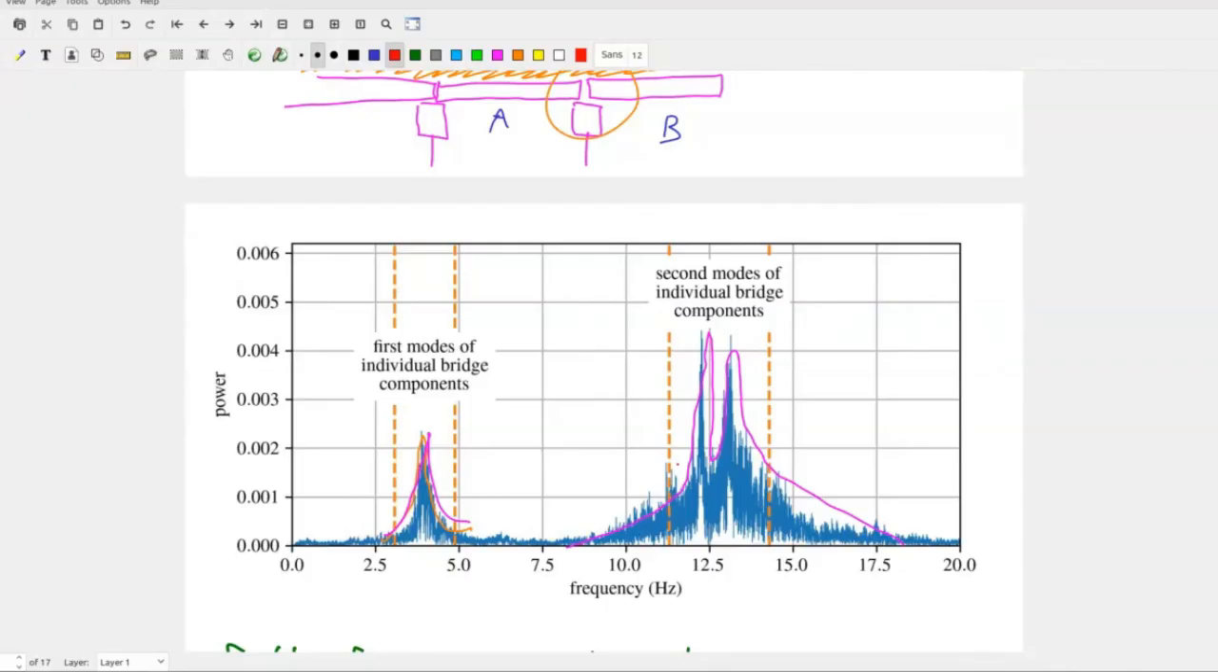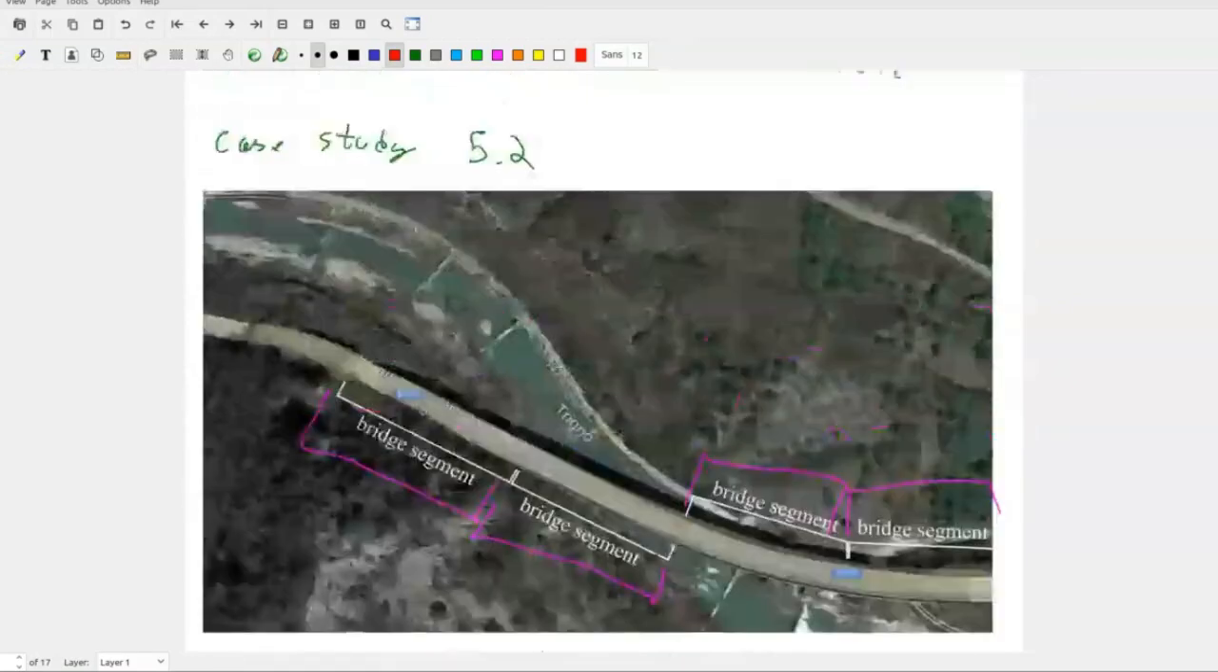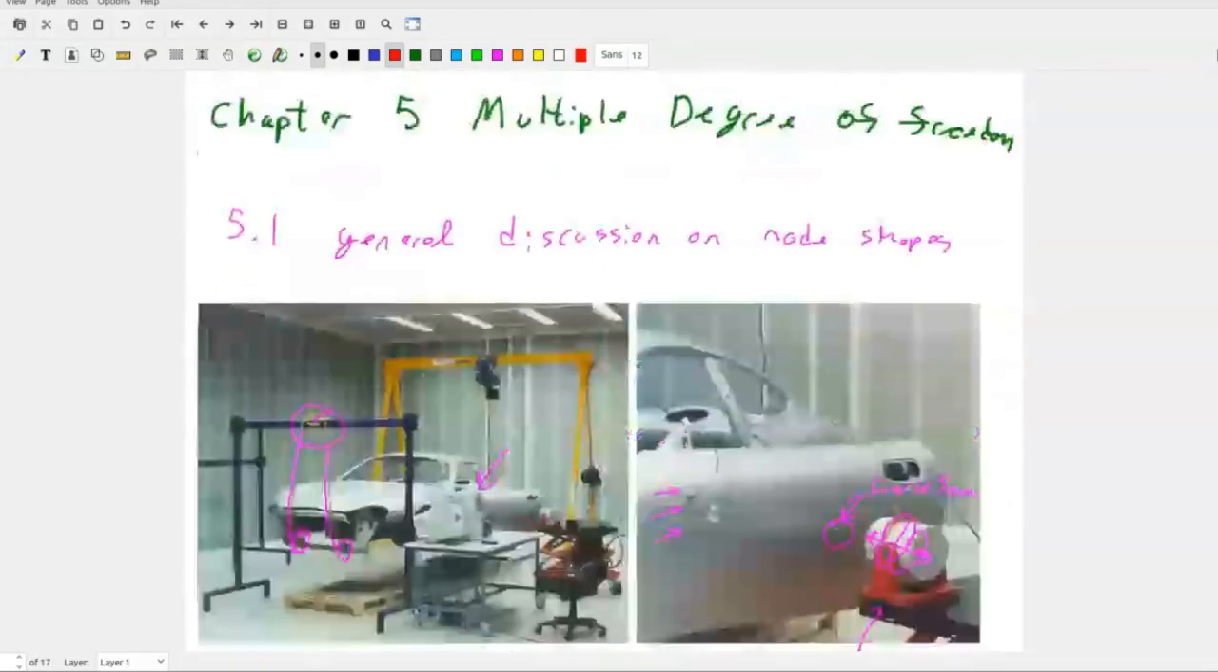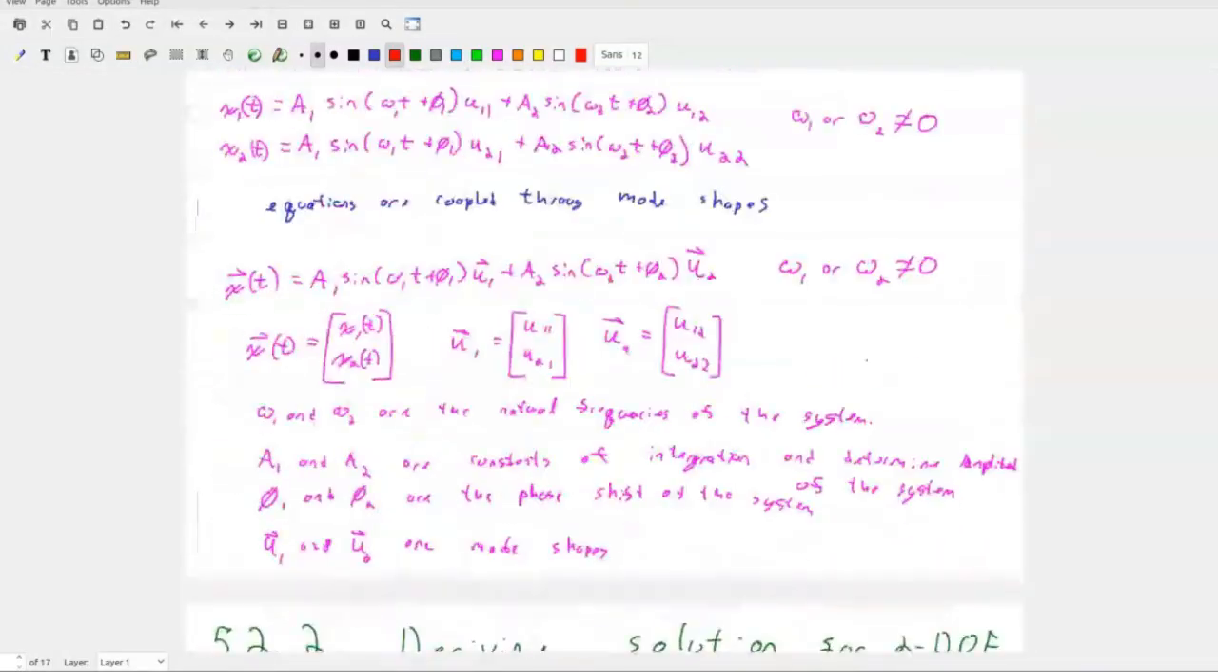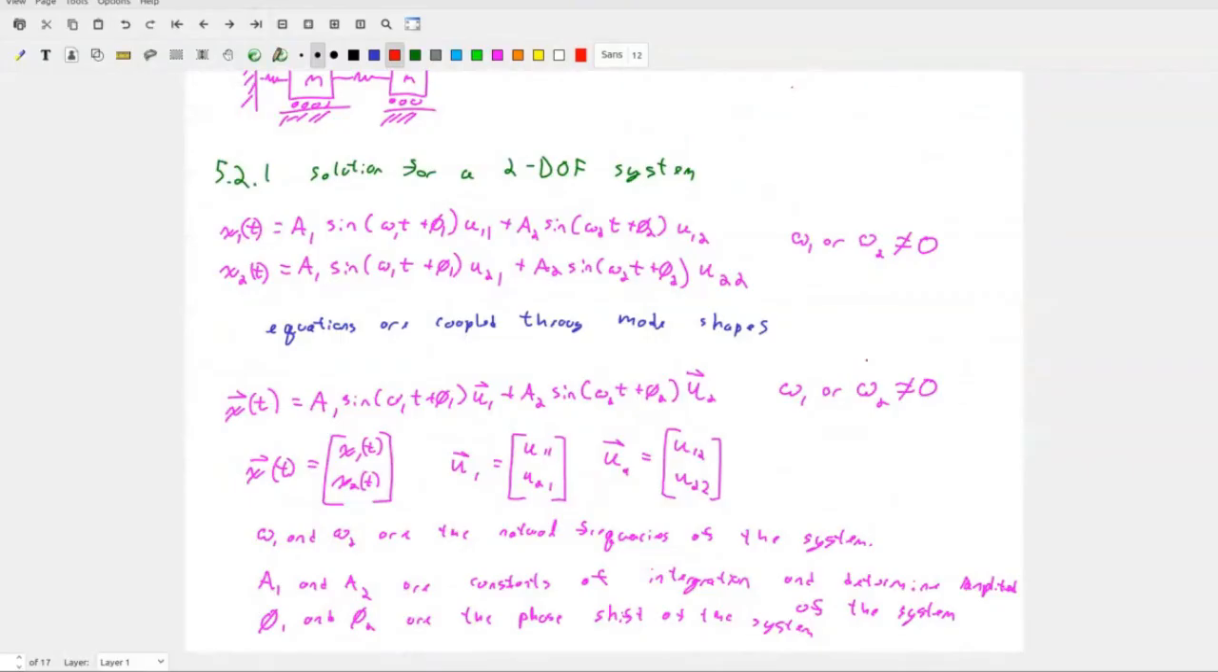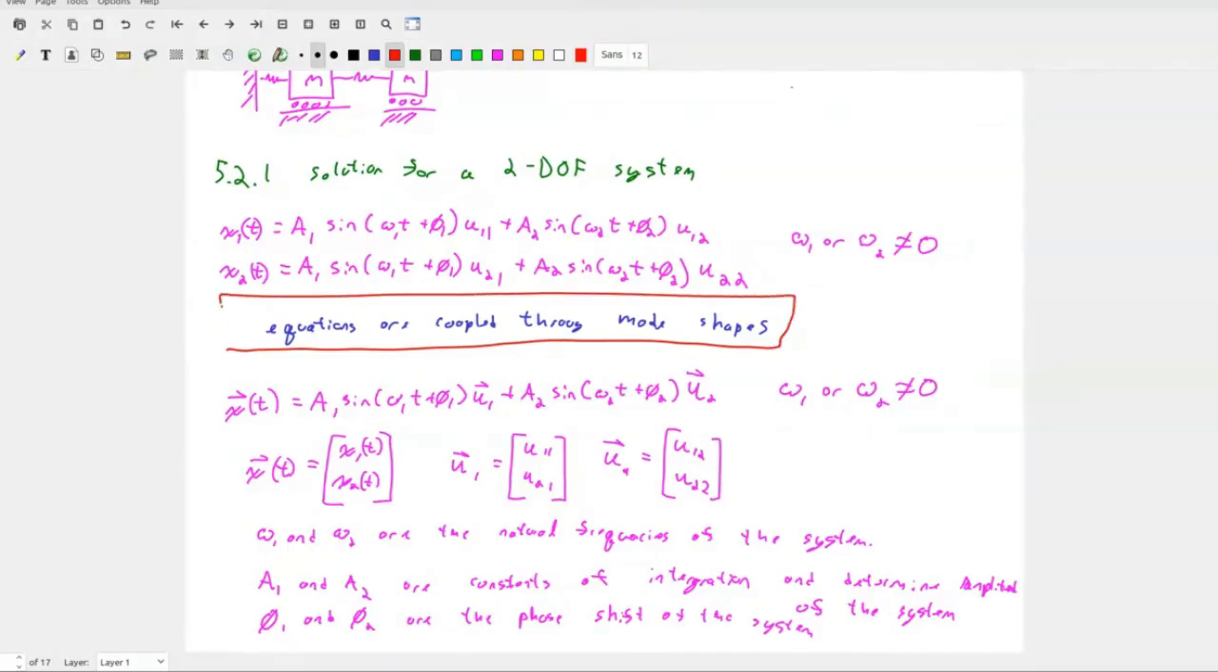What is the term that couples our two equations? What is the term that we added that couples the two ODEs? What have we added to multiple degrees of freedom that we've never seen before? Mode shapes. The mode shapes couple your system of ODEs. Let's go back to that. That's very important. Equations are coupled through your mode shapes.